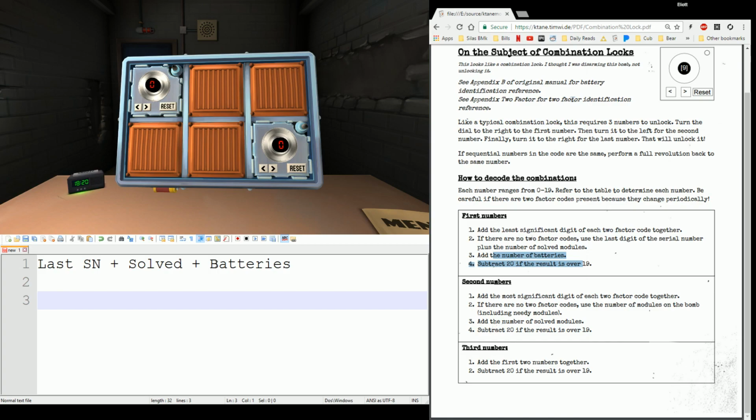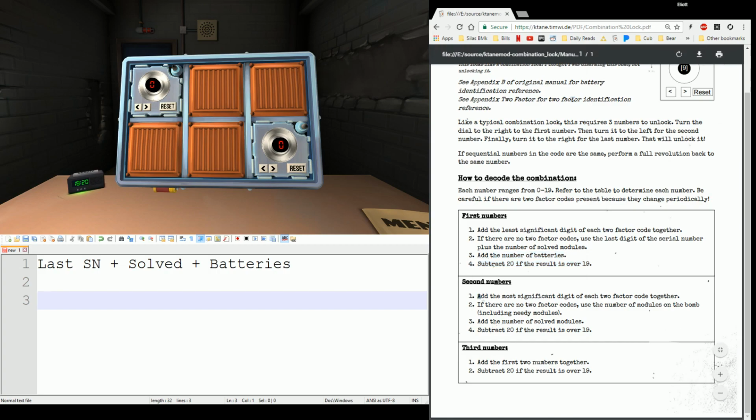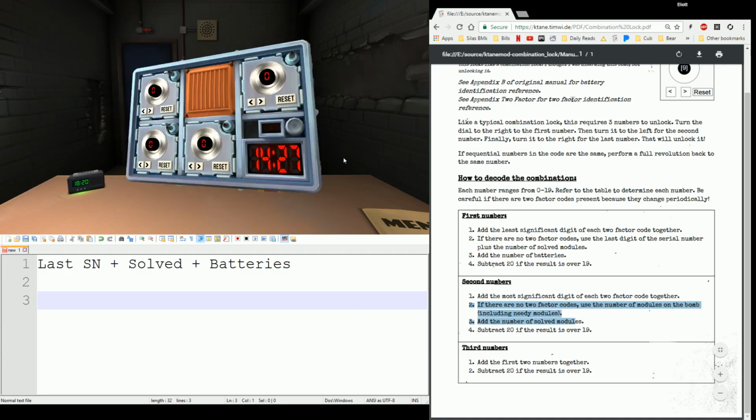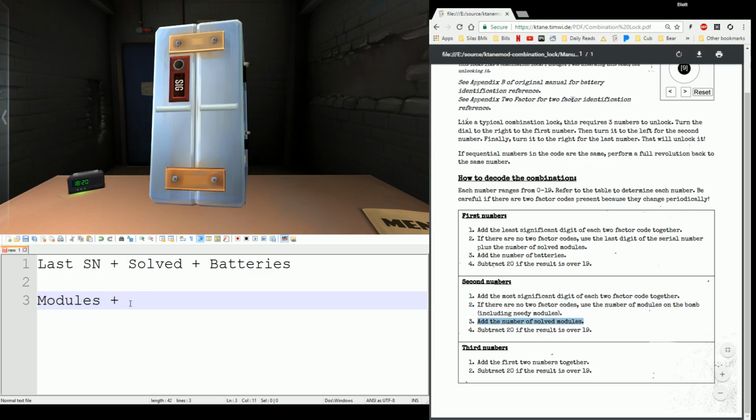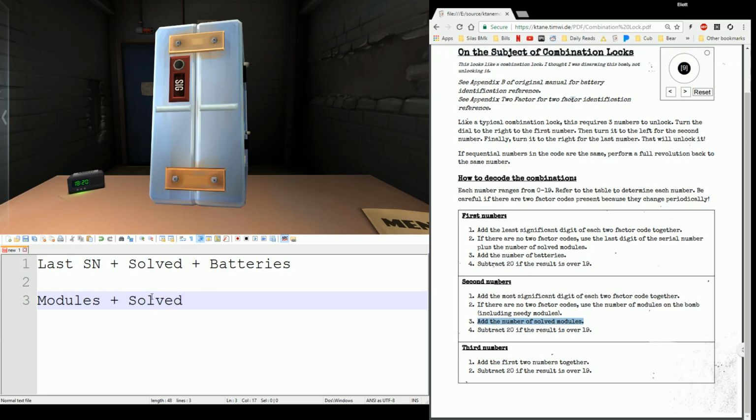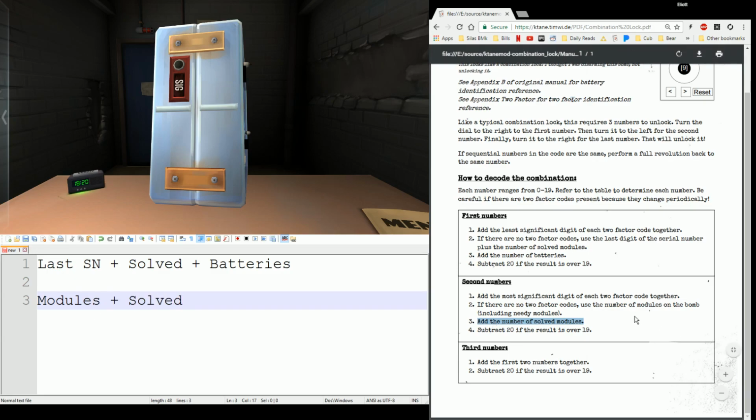Okay. For my second number, I'm going to add the most significant, but I don't have any 2 factors, so I'm going to use the total number of modules on the bomb. In this case, I have 6. I'm just going to write that down. Modules. Add the number of solved modules, so that's going to come into play again. And then subtract, and then the third one we're just going to spin until we get it.